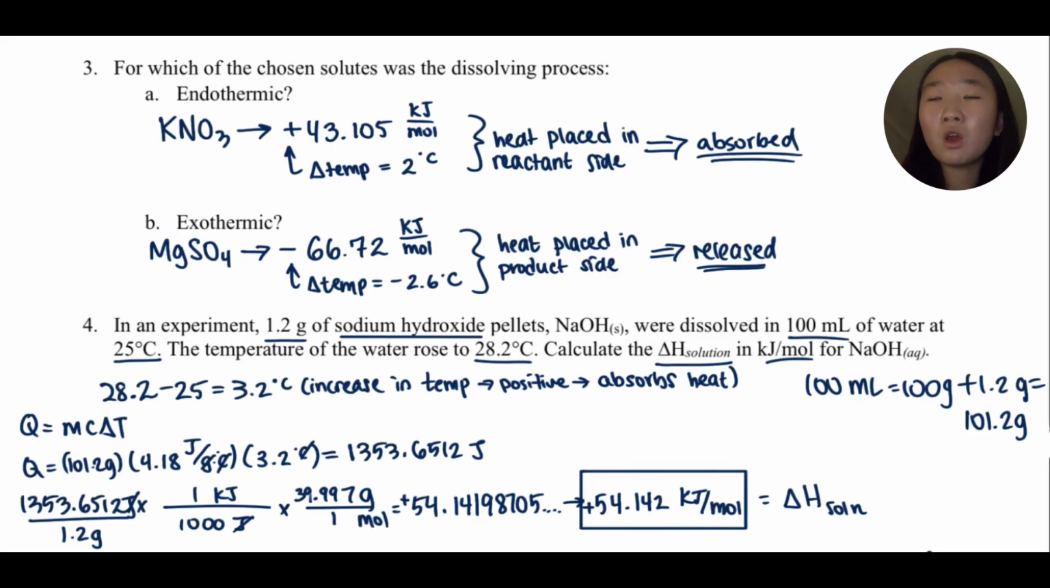So from here, we took 1353.6512 joules over 1.2 grams of solute, and then we converted this to kilojoules again by multiplying by 1 kilojoule over 1000 joules. And then we multiplied this by the gram formula mass of sodium hydroxide, which is 39.997 grams over 1 mole, giving us a positive value of 54.14 kilojoules per mole as our final result.